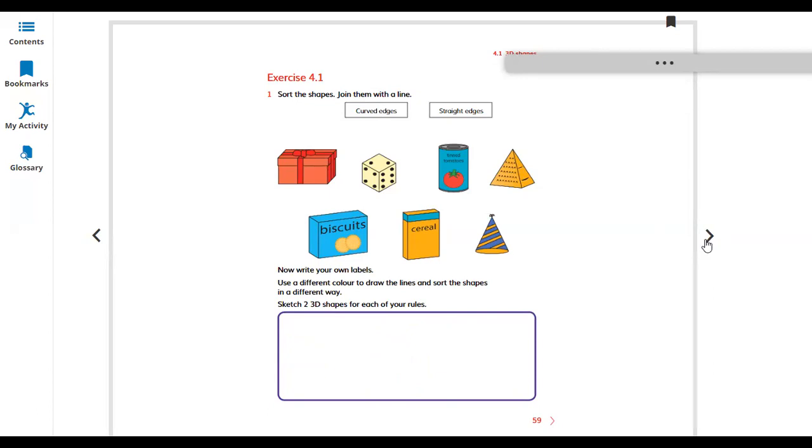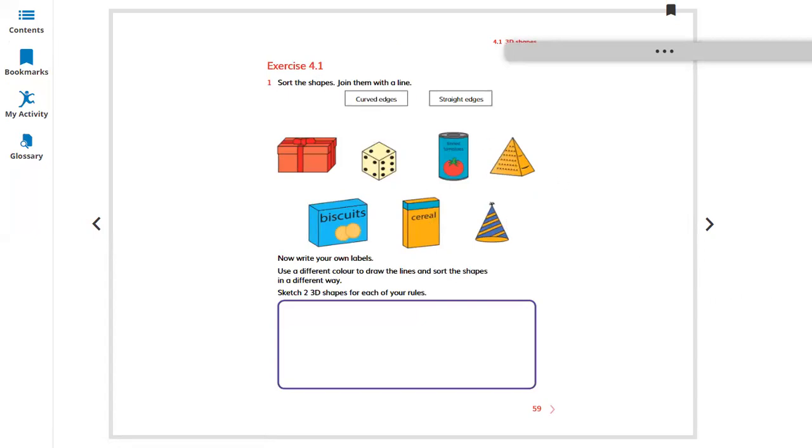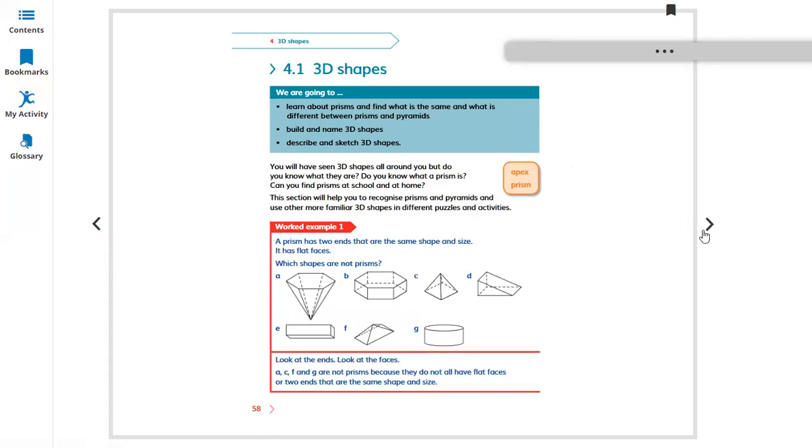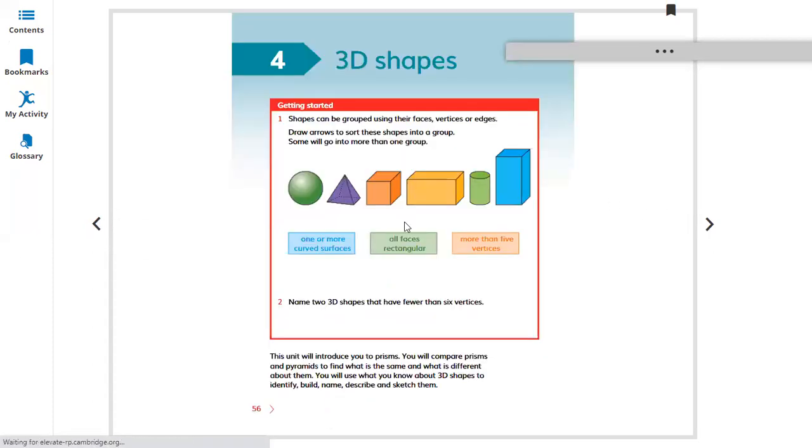Let's move to the next page, number 60. Work with a partner. Choose 6 different 3D shapes. You can choose the same from the previous page. These shapes: sphere, cube, cuboid, cylinder, cuboid, and the square base pyramid. So different shapes you can choose from here.